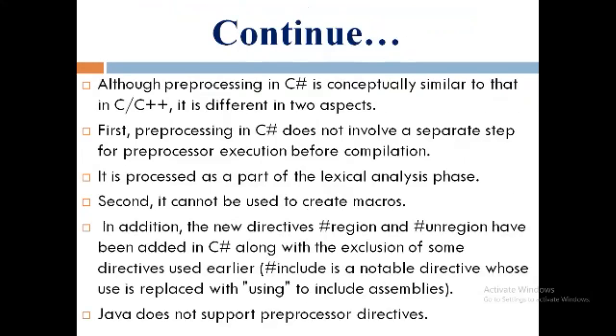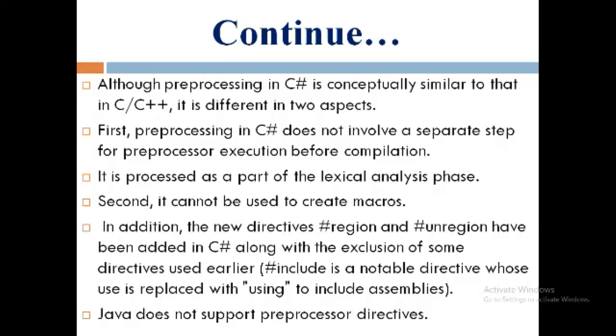The next one is, although preprocessing in C hash is conceptually similar to that in C, it is different in two aspects. First, preprocessing in C hash does not involve a separate step for preprocessor execution before compilation. It is processed as a part of the lexical analysis phase. Second, it cannot be used to create macros.